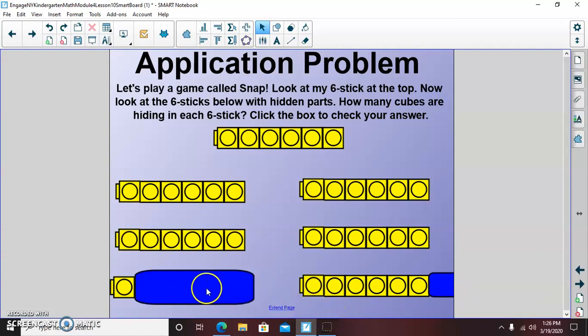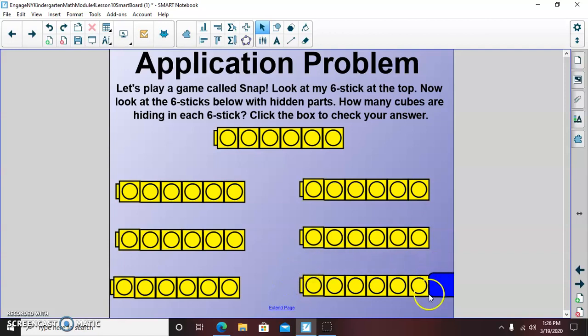Okay, how many do you think are hiding here? Let's see if you're right. 1, 2, 3, 4, 5. And we'll go to this one. Are any hiding here? No, they tried to trick us. Look at it. Nothing shows up here because we already have 1, 2, 3, 4, 5, 6.